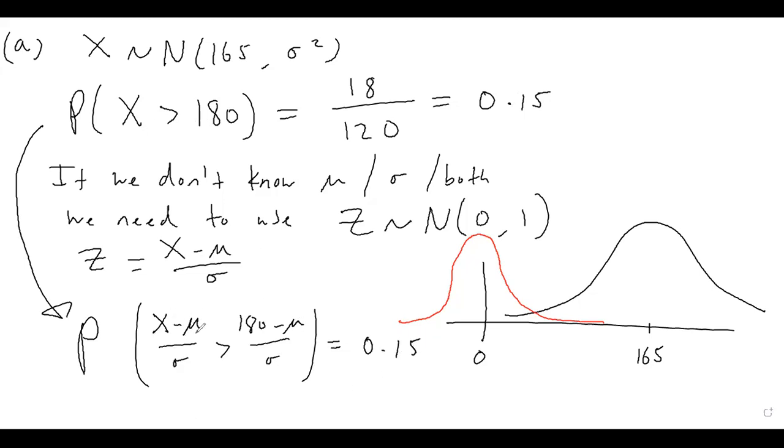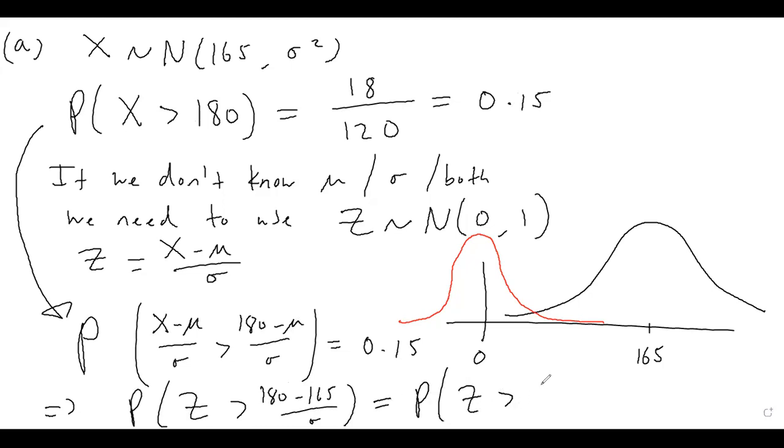Now, as we can see, the left-hand side of this inequality is just Z. So therefore, we know the probability that Z is greater than (180 − μ)/σ. Now, we know what μ is. μ is actually 165, because that's the mean of our distribution. And we can simplify this. We've got the probability that Z is greater than 15/σ is equal to 0.15.